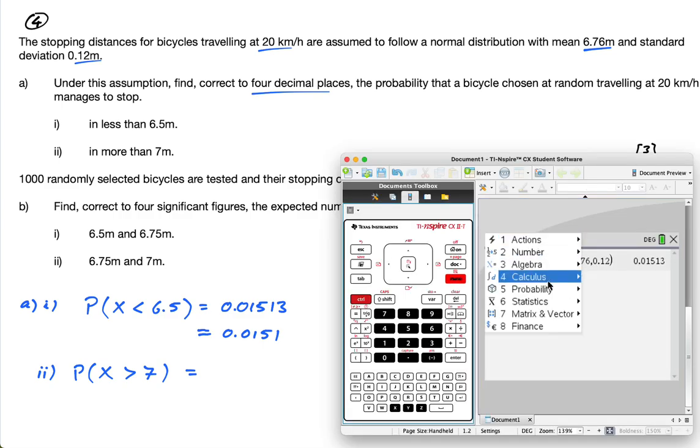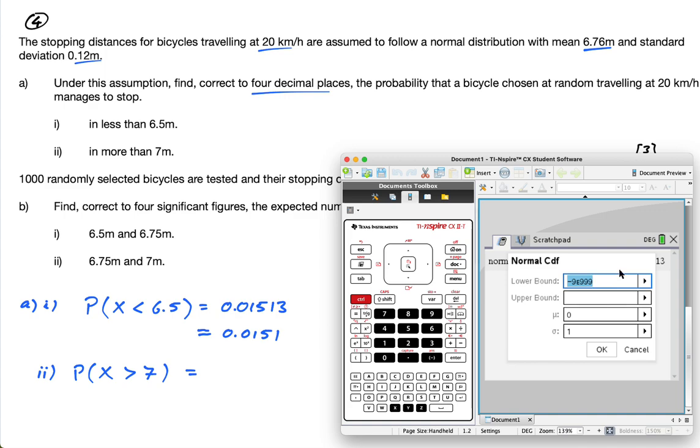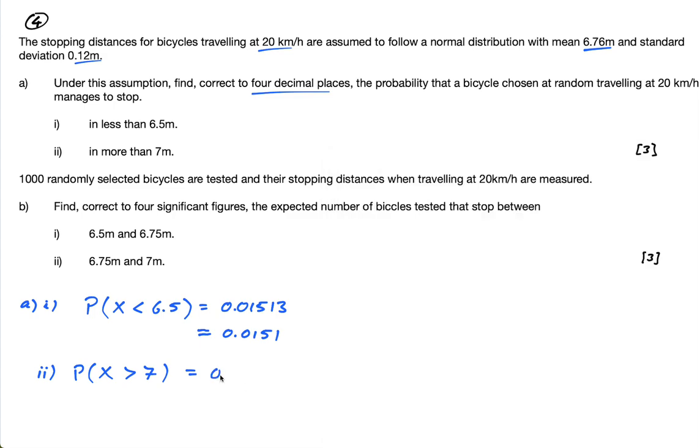Menu, probability, distributions, normal CDF. This time our lower bound is 7 and our upper bound is infinity. I'm just going to put 9999999. That's definitely enough 9s. Mean 6.76, standard deviation 0.12 again. Press OK, 0.02275, which is approximately equal to 0.1234. And our 7 now has to get rounded to 8. That is 4 decimal places.